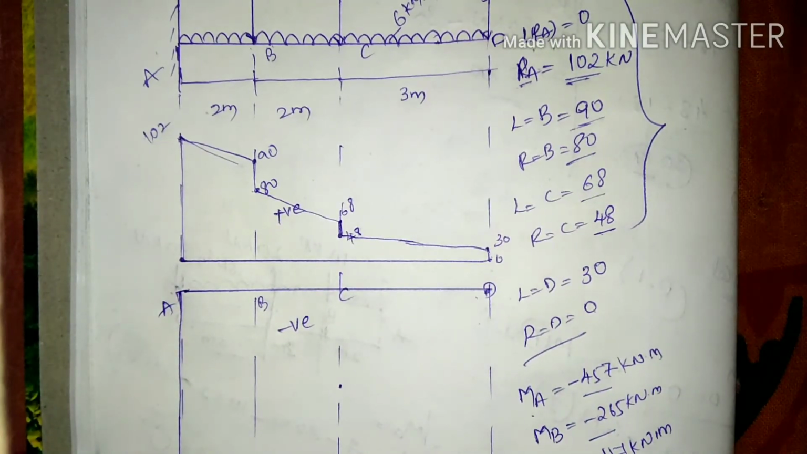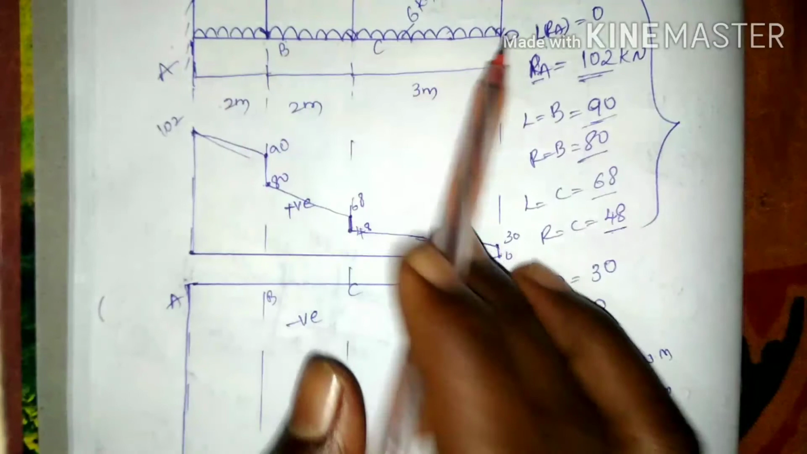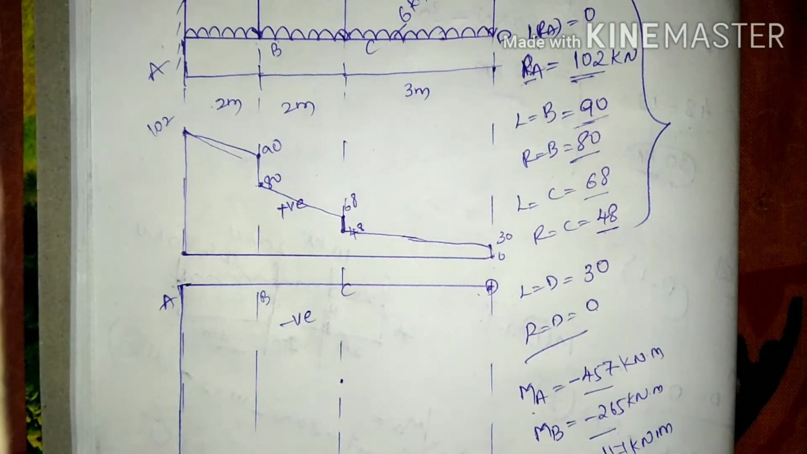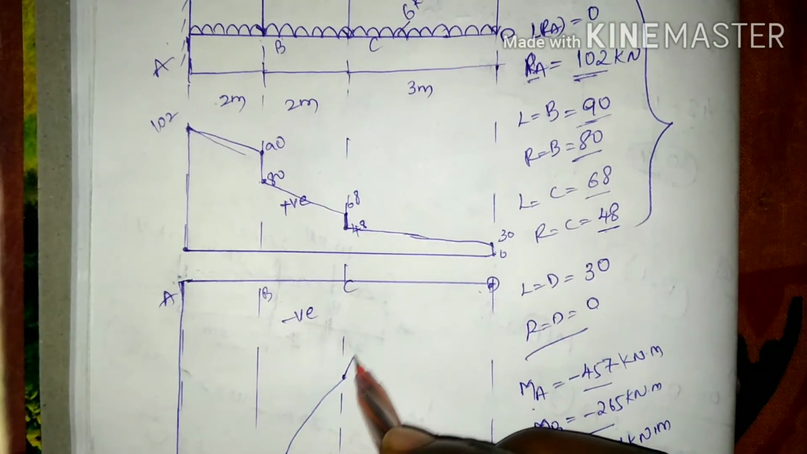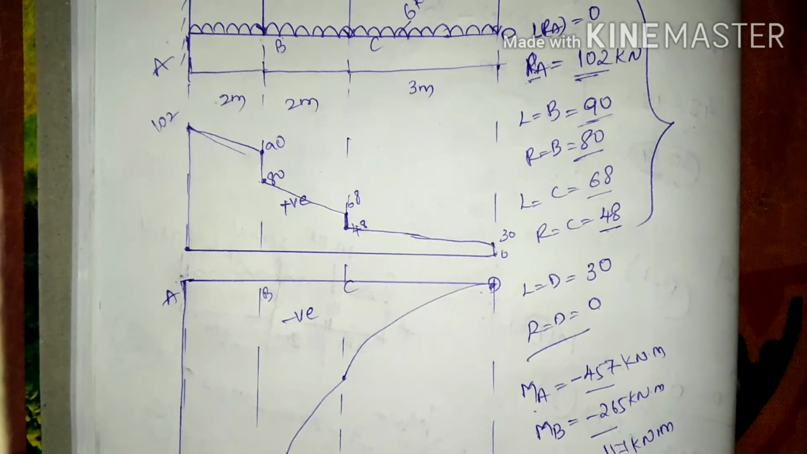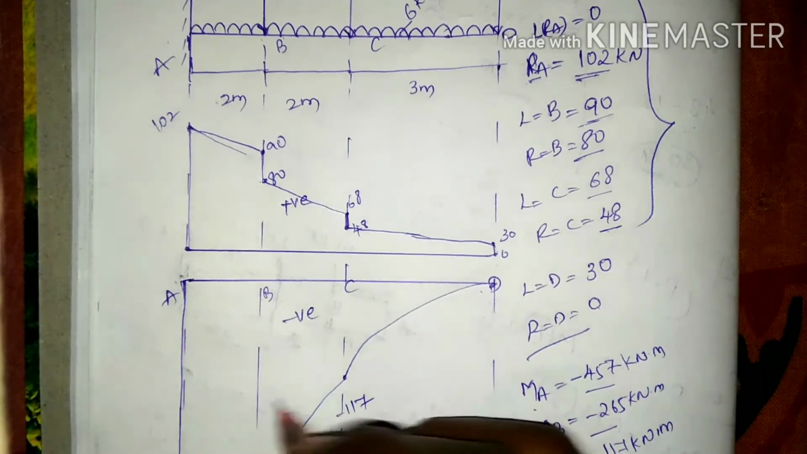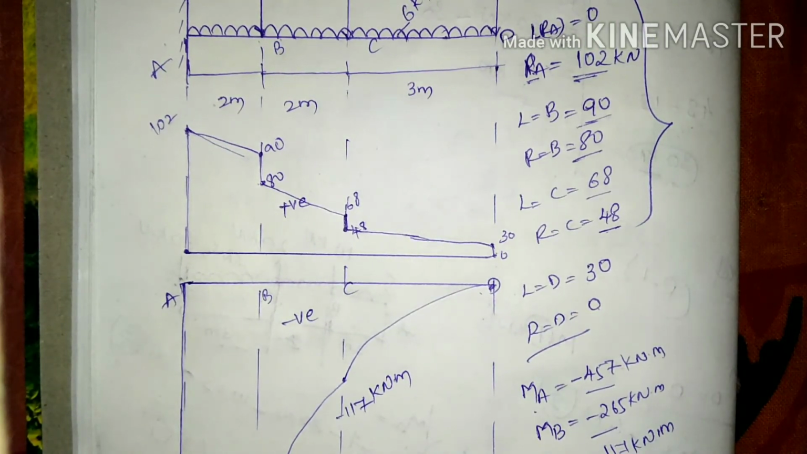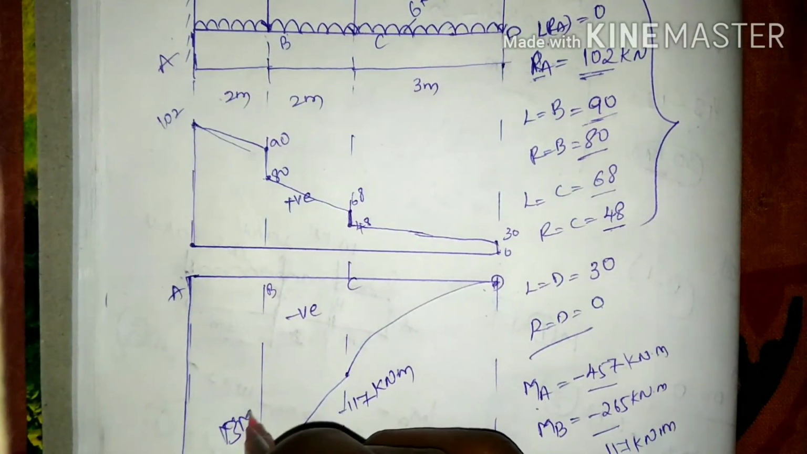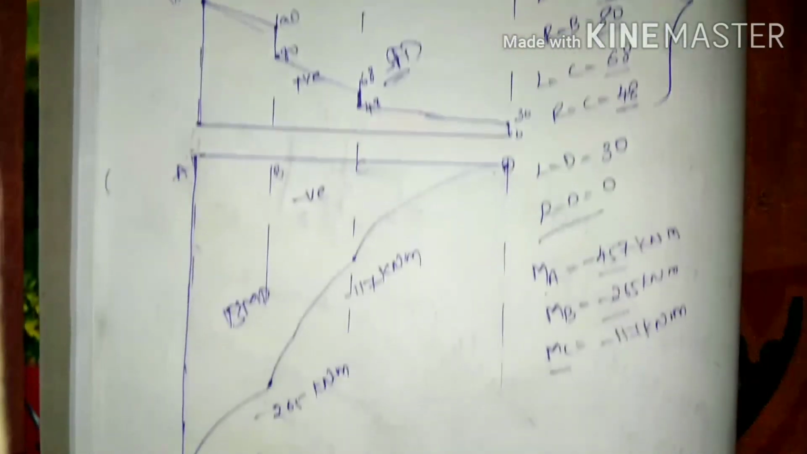Here we are not getting the inclined line because we are having a UDL for the entire span, so that we are getting the curved lines like this up to the D. The value is minus 265. Here it is minus 117. Here it is minus 457. In negative quadrant, the values are in kilonewton into meter. Here this is bending moment diagram and this is shear force diagram. I hope this is very clear for you.